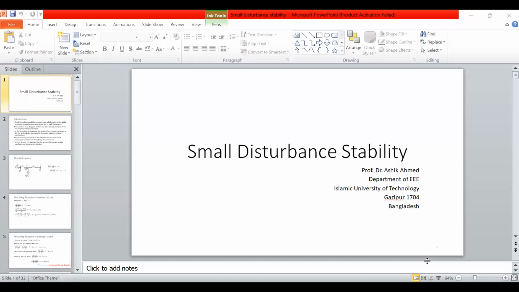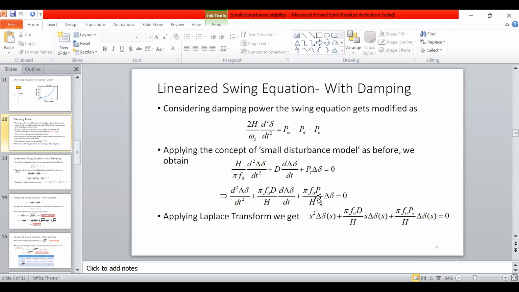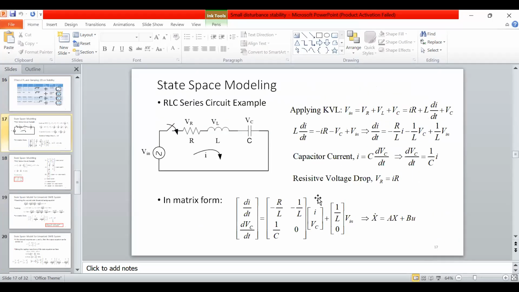Sir, I have a question from the previous class. Okay, wait, let me share again. Okay, previous class. Tell me which slide number I should go to. Sir, the RLC circuit. Here? Yes, sir. Sir, why are we taking x1 and x2 as I and VC here? We could have taken VL or VR as well.